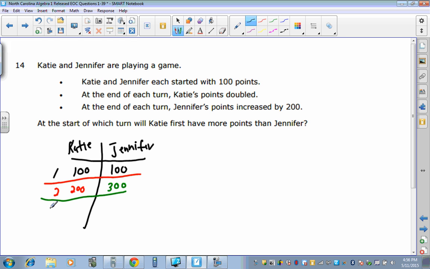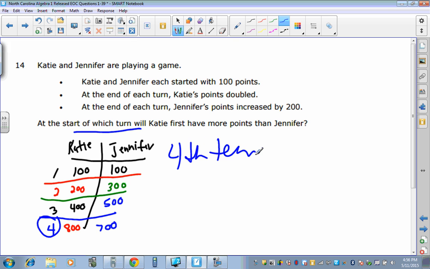For the third turn, Katie's points double again. She gets 400 now. Jennifer's increased by 200, so she will have 500. Now at the beginning of the fourth turn, Katie's doubles again. She has 800. And Jennifer's have increased by 200, so she will have 700. So at the start of the fourth turn, Katie will have more.